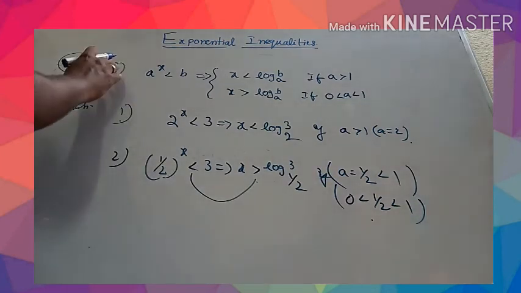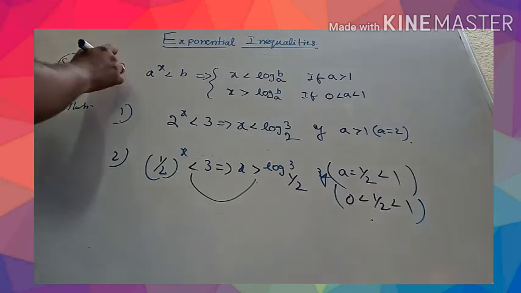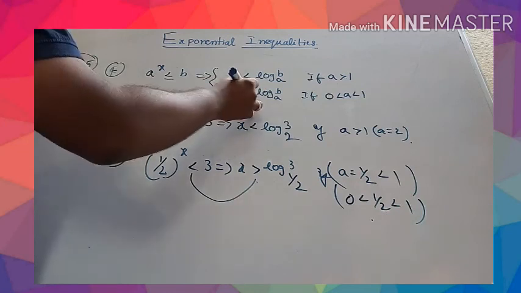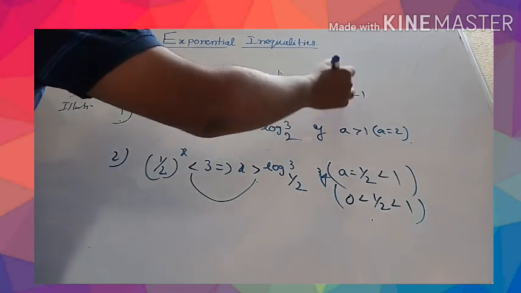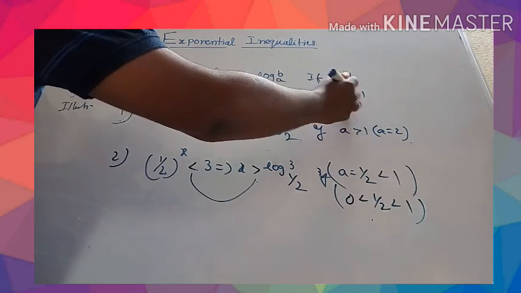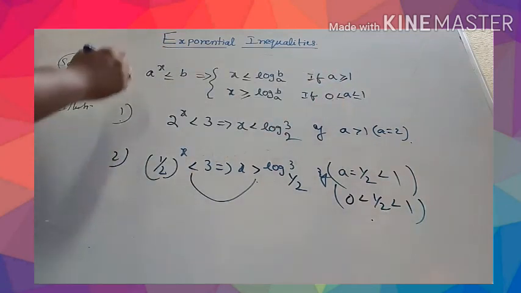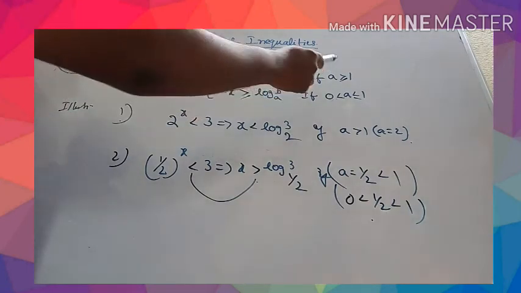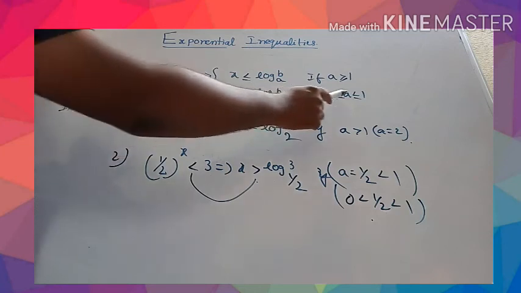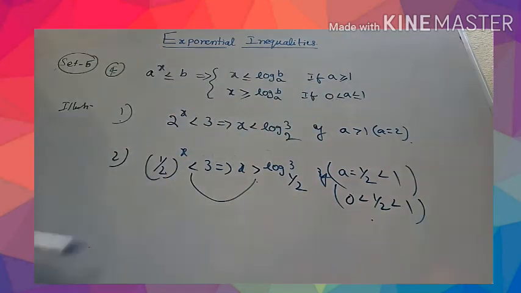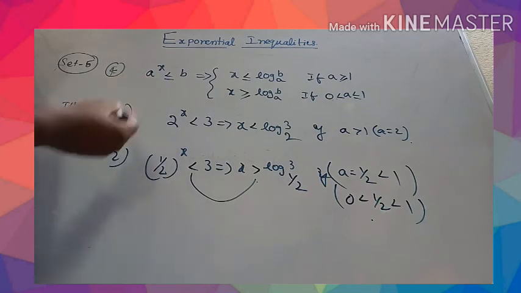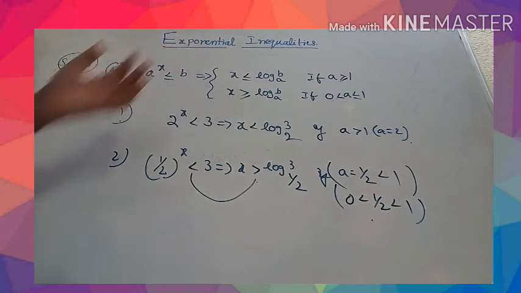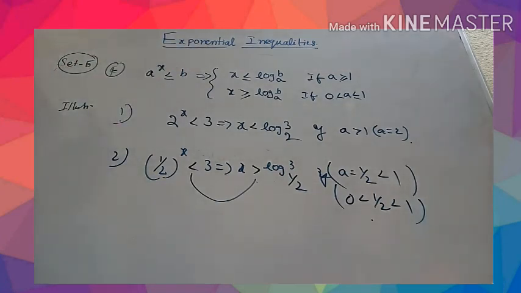Now the fourth one, the last one, with the equal to symbol. A power x is less than or equal to b is true when x is less than or equal to log b to the base a, when a is greater than 1, and equality is maintained when a equal to 1. My dear students, you know that when a equal to 1, the remaining things you will get as they are. Fine, these are some set of results we have got in these exponential inequalities.